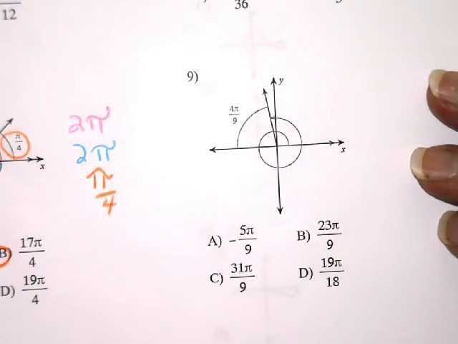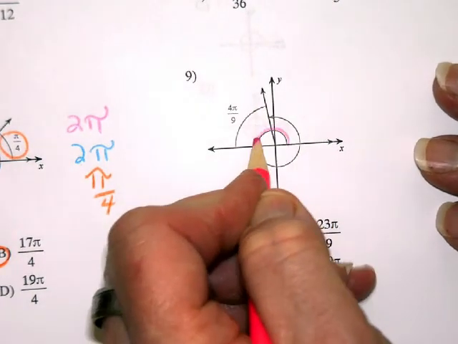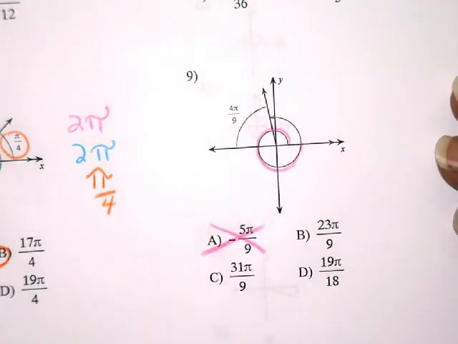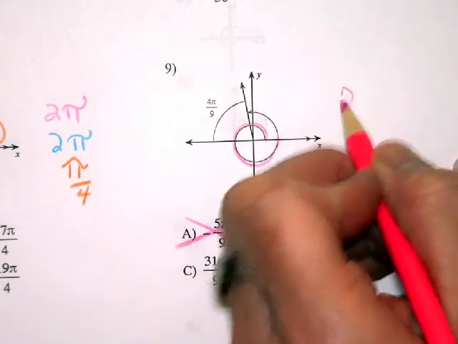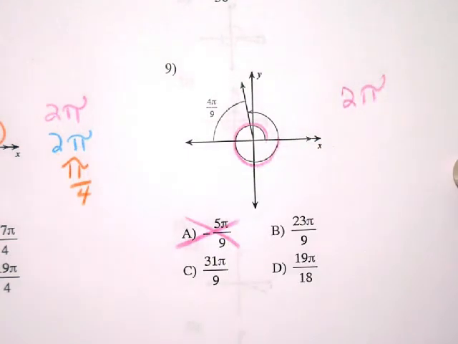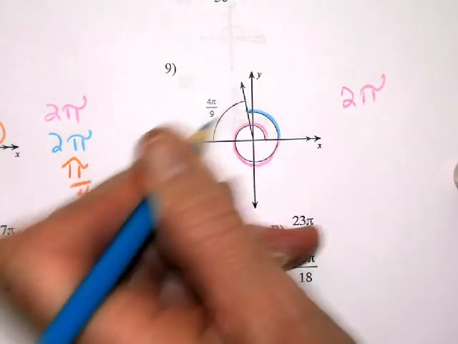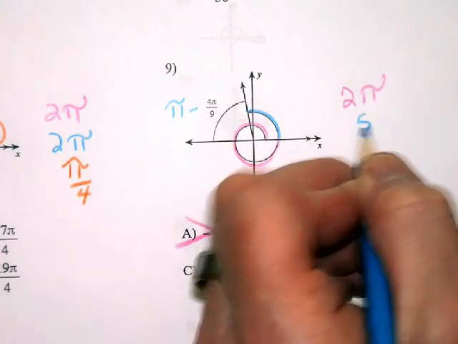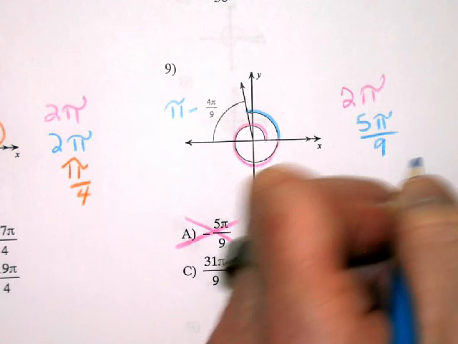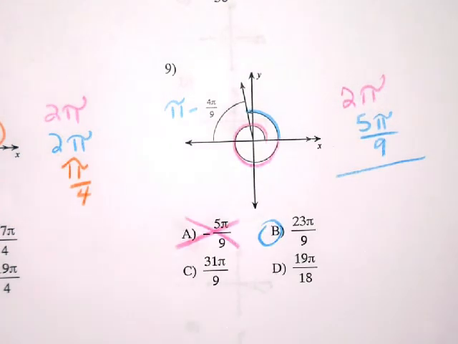Good, and good practice for sure. This one's going over the x-axis first, so that would be positive, so A's out of the game. So positive 2 pi. This little guy, part of pi, so I have to take the difference. So that would be 5 pi over 9. Add those two, and that is 23 pi over 9.